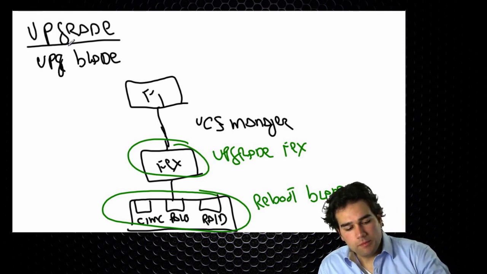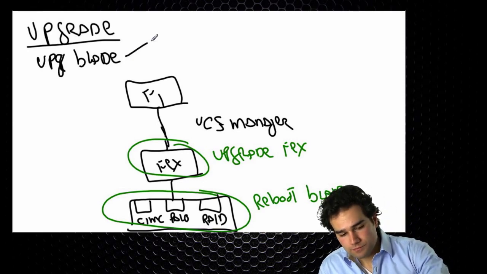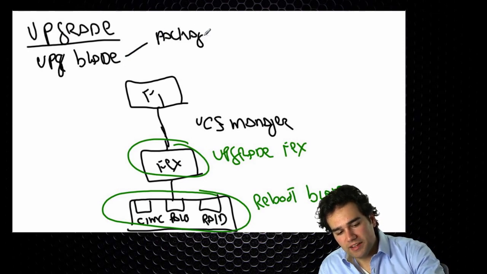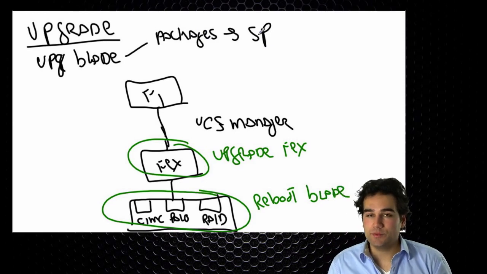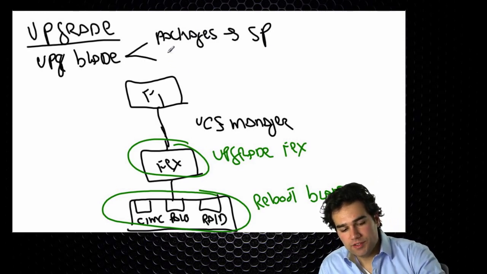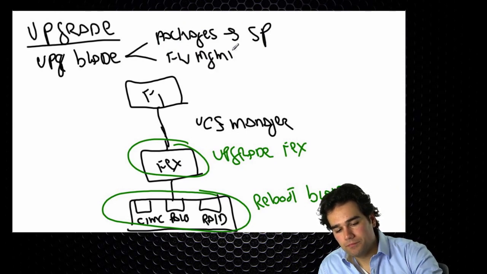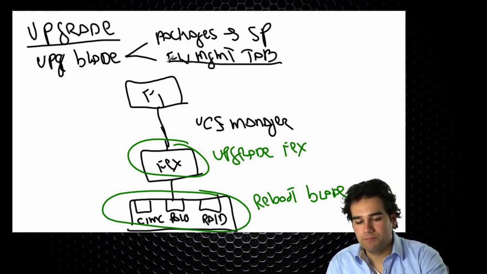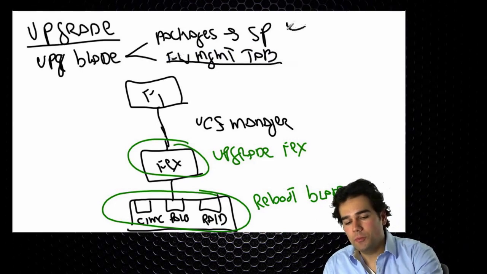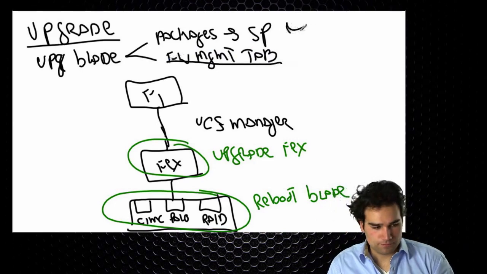So we can upgrade a blade in two different ways. We can do that through packages, and those packages are connected to a service profile, as we discussed last week, or we can just do it through the firmware management tab. But in 2.0, we are limited in the components that we can upgrade through the firmware management tab. I can only do a full upgrade using a package.